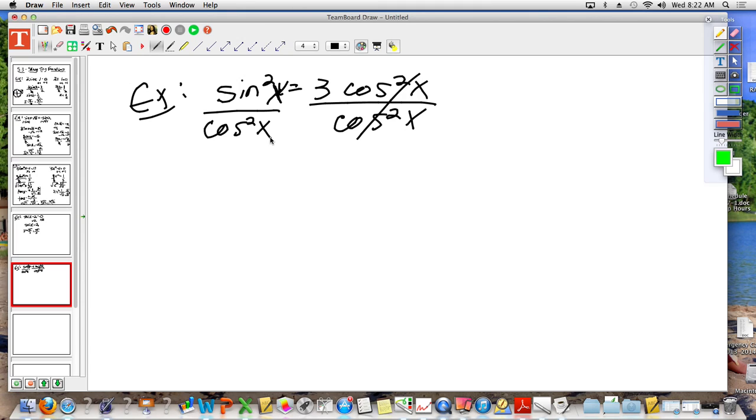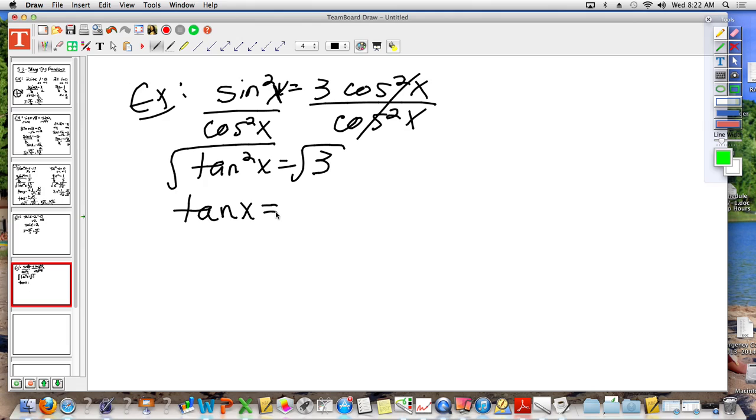What is the sine squared divided by the cosine squared? Tan squared. Yep. So we have tan squared of x equals 3. What do I do now? Square root it. The reason we're square rooting it is because our tables don't tell us the tan squared, they tell us the tan. What's the square root of tan squared? Tan. So we have positive and negative root.